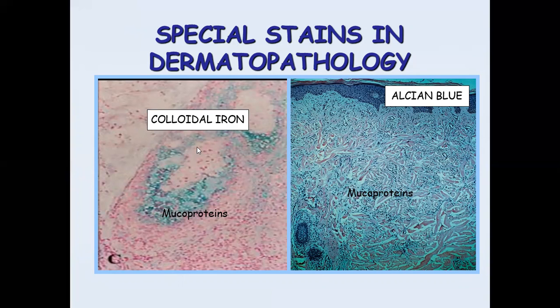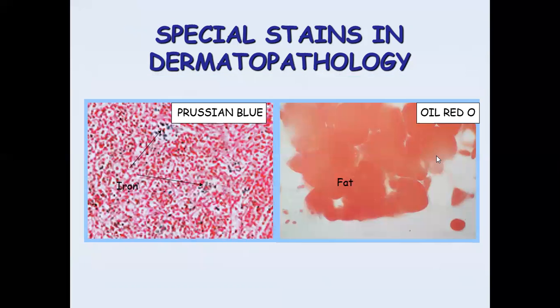Colloidal iron is a stain which is used to stain the mucoproteins, and similarly is the Alcian blue stain. So Alcian blue is the more popular stain whenever we are trying to diagnose mucinosis. Prussian blue stain stains the iron. So when there is a doubt whether the pigment is due to melanin or hemosiderin, we can go for Prussian blue stain, which stains the iron blue.